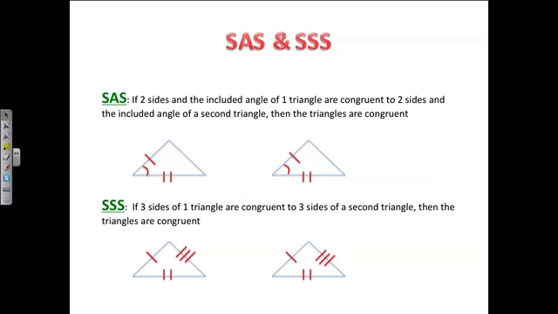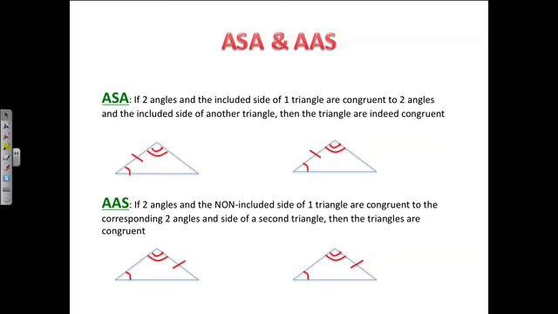Next, we have SAS and SSS. If 2 sides and the included angle of one triangle are congruent to 2 sides and the included angle of a second triangle, then the triangles are in fact congruent. And next we have SSS, which is if 3 sides of one triangle are congruent to 3 sides of a second triangle, then the triangles are indeed congruent.